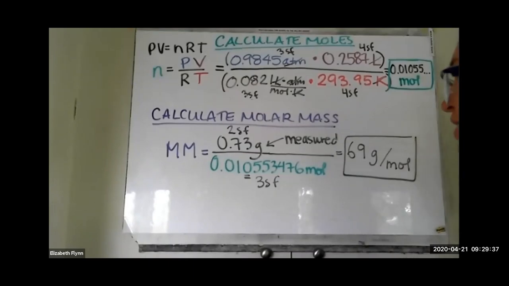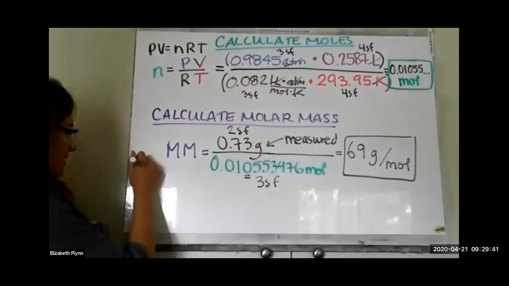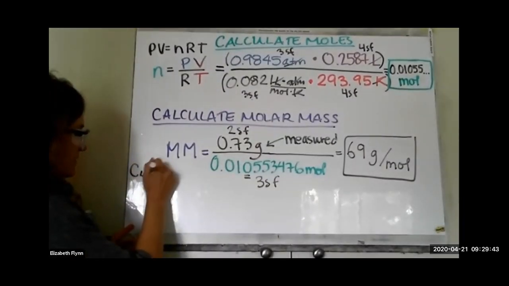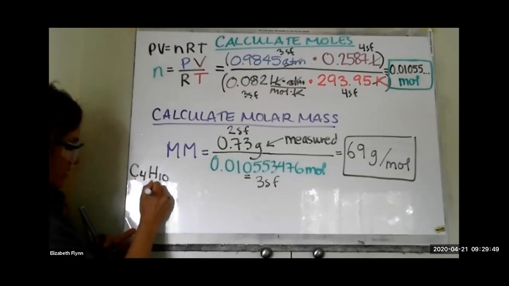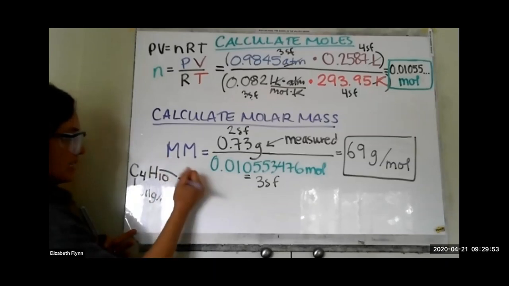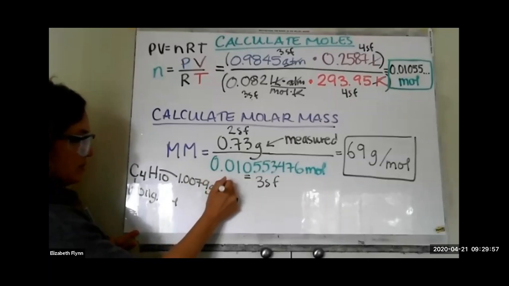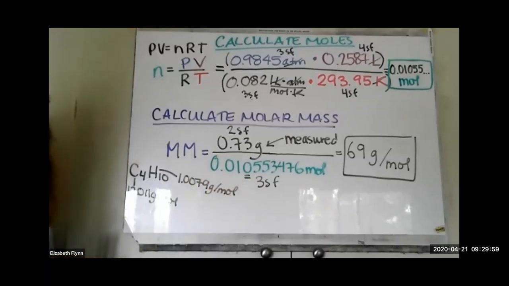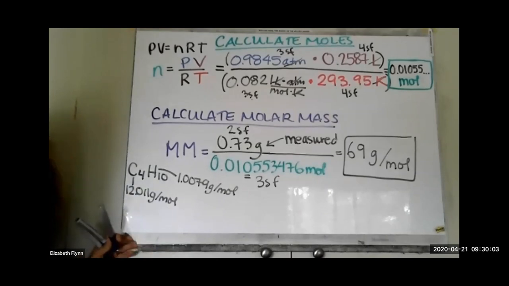All right. So the theoretical molar mass of butane, C4H10: carbon has a molar mass of 12.011 grams per mole. Hydrogen has a molar mass of 1.0079 grams per mole. So with the correct number of sig figs, what is the molar mass of butane, theoretically?